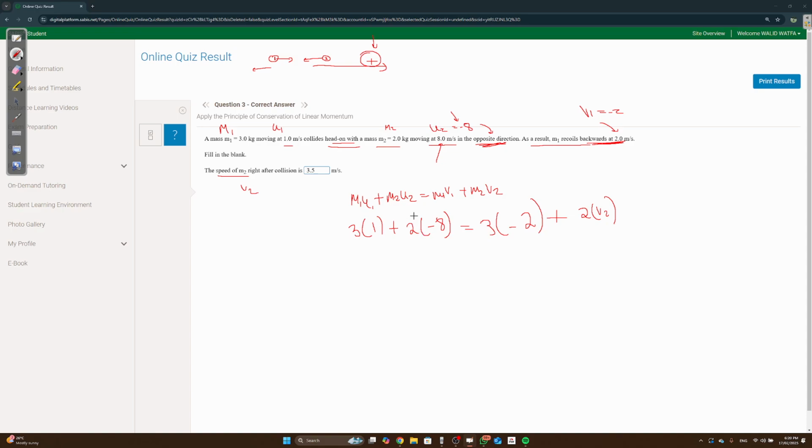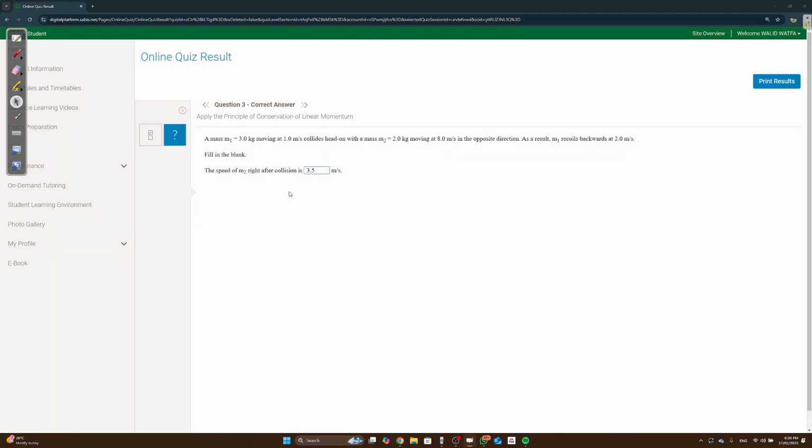3 minus 16 is minus 13. And then you have negative 6. Minus 13, take minus 6 here, you're going to get minus 7. So you're going to get 2 V2 is equal to negative 7, and V2 is equal to negative 3.5 meters per second. But they took a positive answer. Why? Because he said speed. Speed is a scalar, so you take the positive quantity.